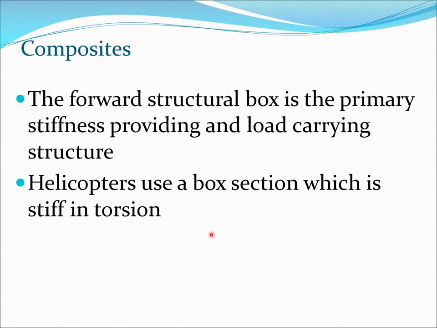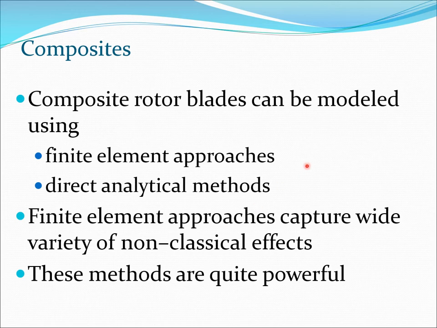Now, the reason a box beam is used is that you need the helicopter blade to be quite stiff in torsion, and the box beam essentially can provide your torsional stiffness. Now, generally, composite rotor blades can be modeled using two approaches. FEM is there, and then there are the direct analytical methods. Now, the FEM approach would capture a wide variety of non-classical effects, and there are many people who have worked on that. These methods are powerful, but they are slightly complicated.